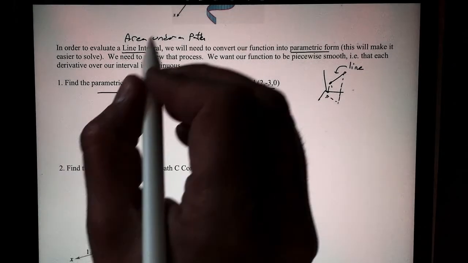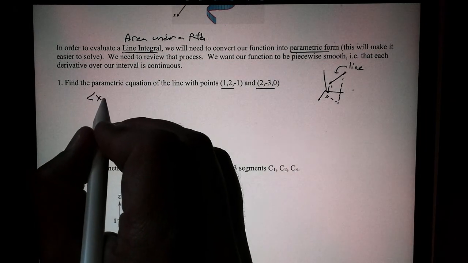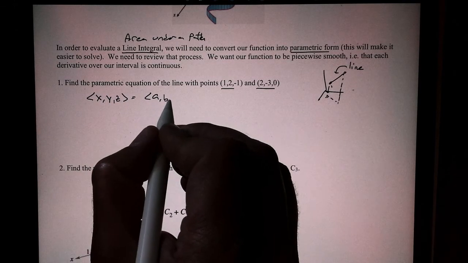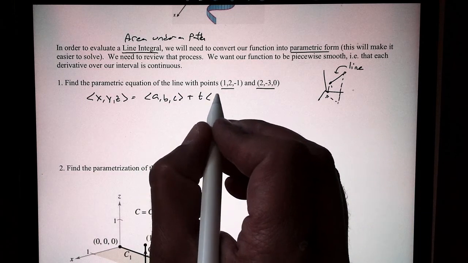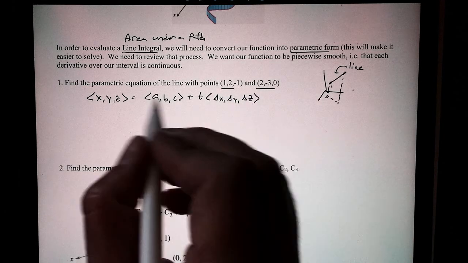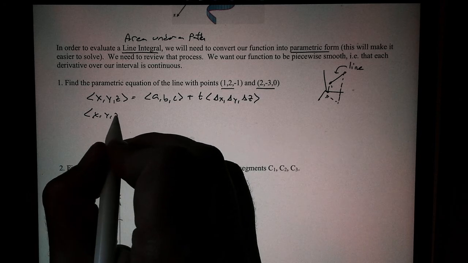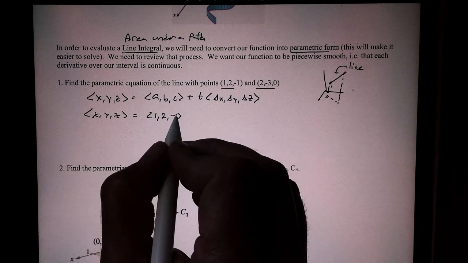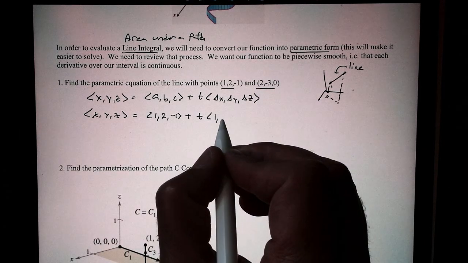So there's a couple ways we can do this. One, we can write it as a vector first. Remember, a vector equation of a line is going to be your initial starting point, a, b, c, plus some variable t, that's our independent variable, times the change in x, change in y, and the change in z. So I can write my vector equation as x, y, z equals 1, 2, negative 1, plus t.